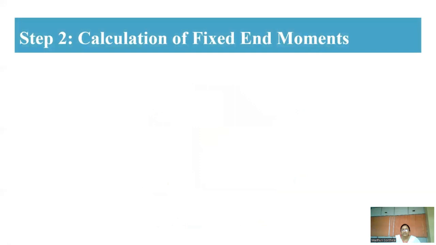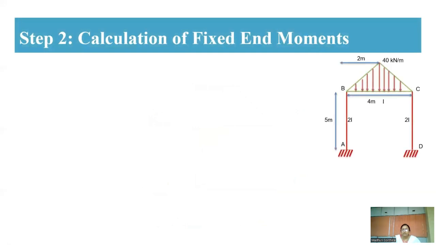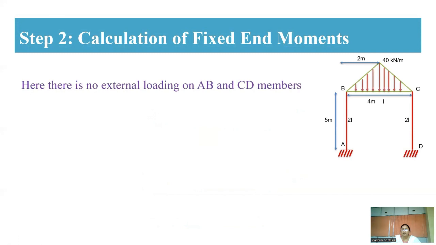Coming to the next step, you are going to calculate the fixed end moments. As there is no external loading on the AB member and CD member, the moments MFAB, MFBA, MFCD and MFDC are all equal to 0. No external loading. Whereas coming to BC, you have a trapezoidal loading.